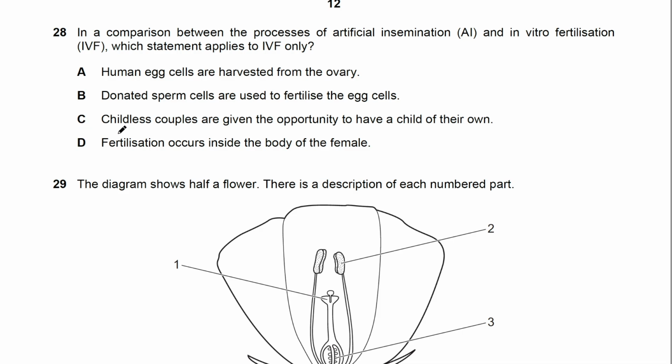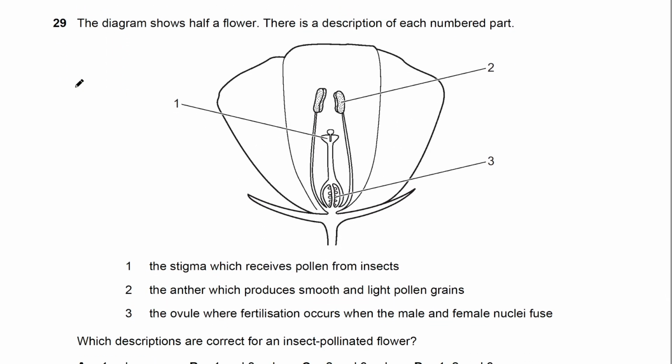C, childless couples are given the opportunity to have a child of their own. It's not related. D, fertilization occurs inside the body of the female. This is AI, artificial insemination. So the only option that applies only to IVF is what? Is option A. Let's move to question number 29.